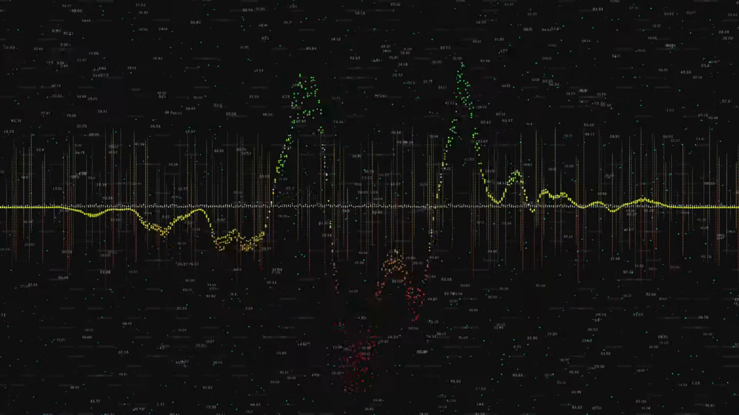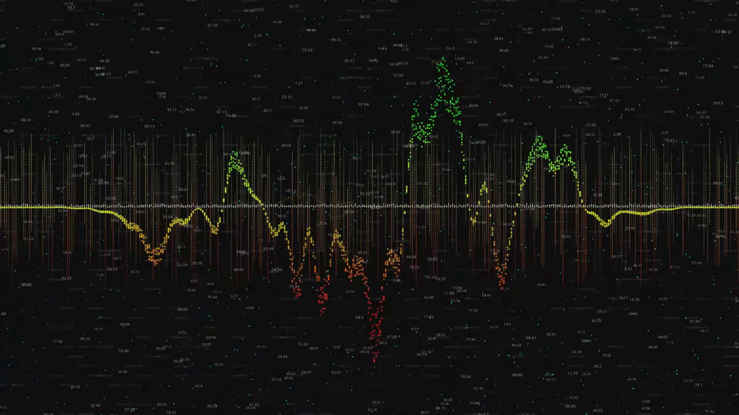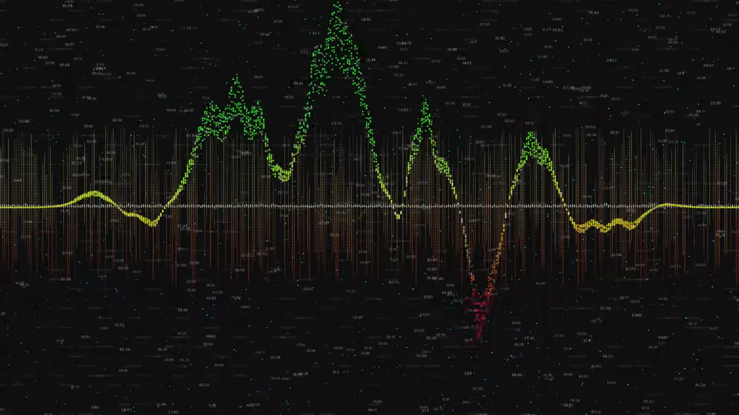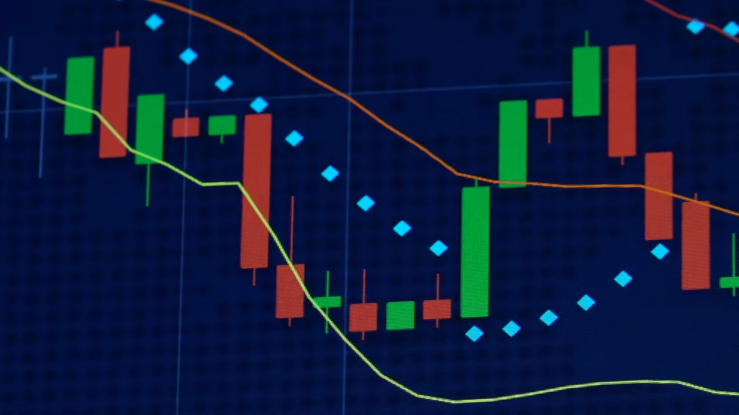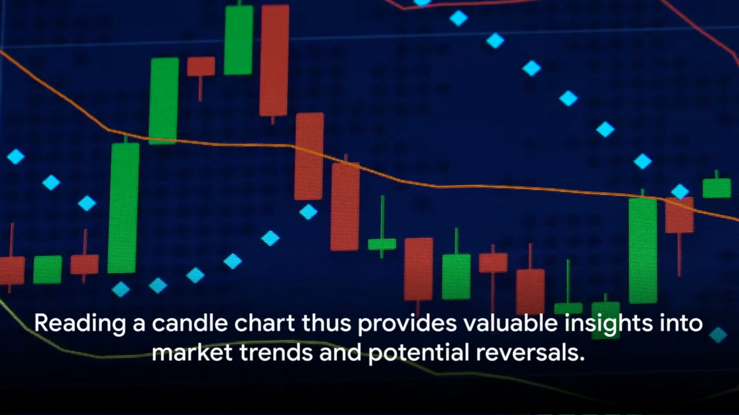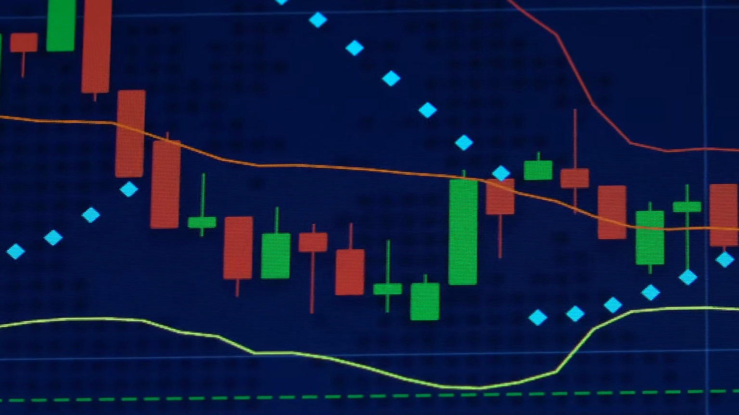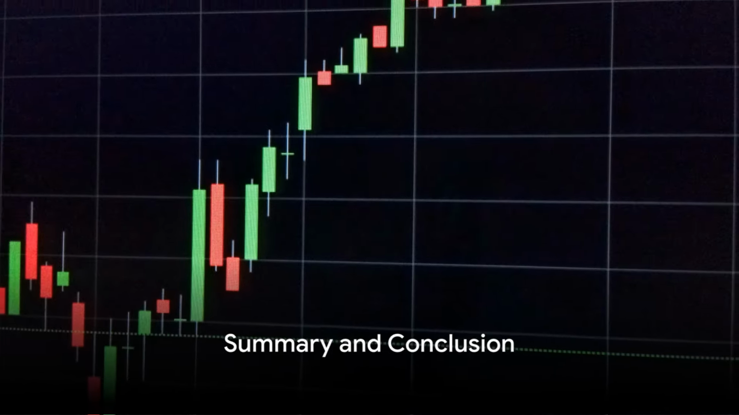Each of these patterns provides clues about the market's direction, but they are most effective when used in conjunction with other indicators. Remember, interpreting candle charts is as much an art as it is a science. Reading a candle chart thus provides valuable insights into market trends and potential reversals. Candle charts, with their wealth of information, are indeed a powerful tool for stock traders.